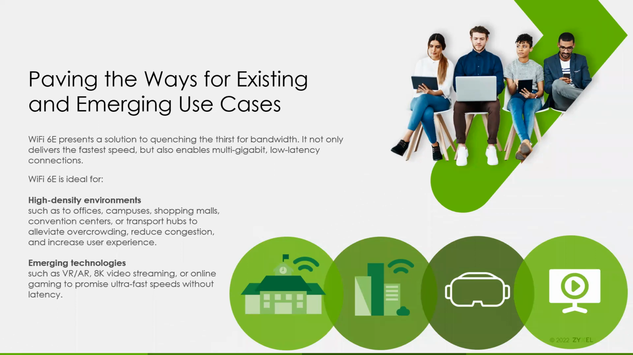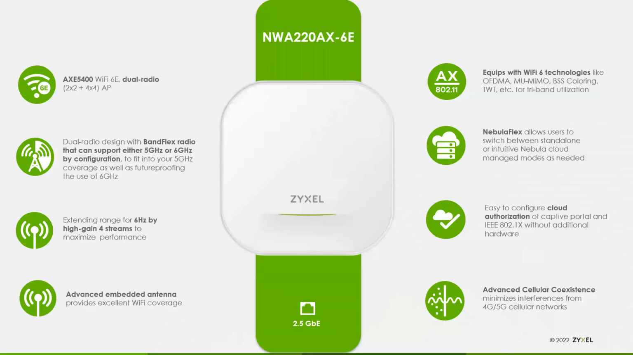So now let's talk about the 6E access points that we offer. Our entry level 6E AP is this guy here, the NWA220AX-6E. It has two radios, a 2.4 radio and a radio that can operate either on 5 gigahertz or 6 gigahertz. We call that BandFlex technology, giving you that flexibility. You can deploy it today as 5 gigahertz, and later on down the road, you can switch it over to 6 gigahertz.